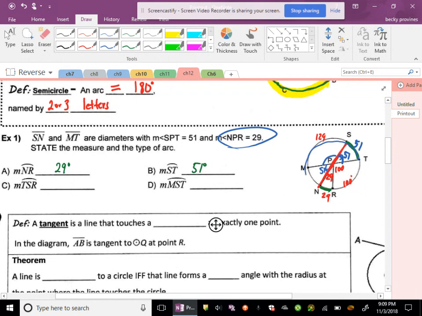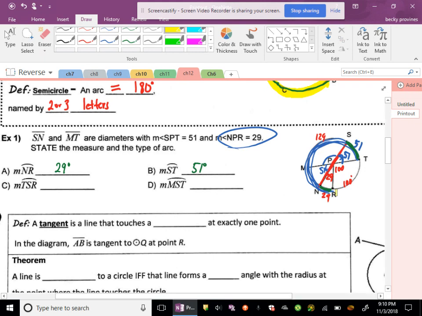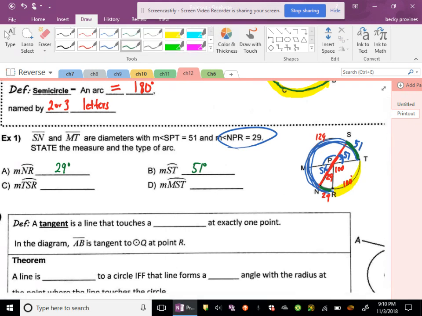T, S, R. So it looks like it's everything except this right here. So you have two choices. You could either add all the little parts and pieces together to get your total, or take 360, which is the full circle, and subtract away this yellow part, which to me seems faster and easier.